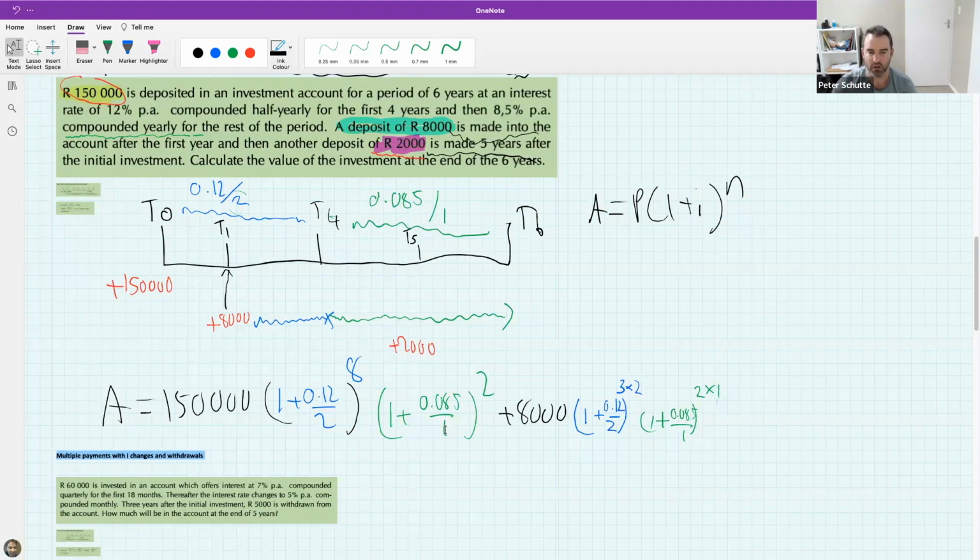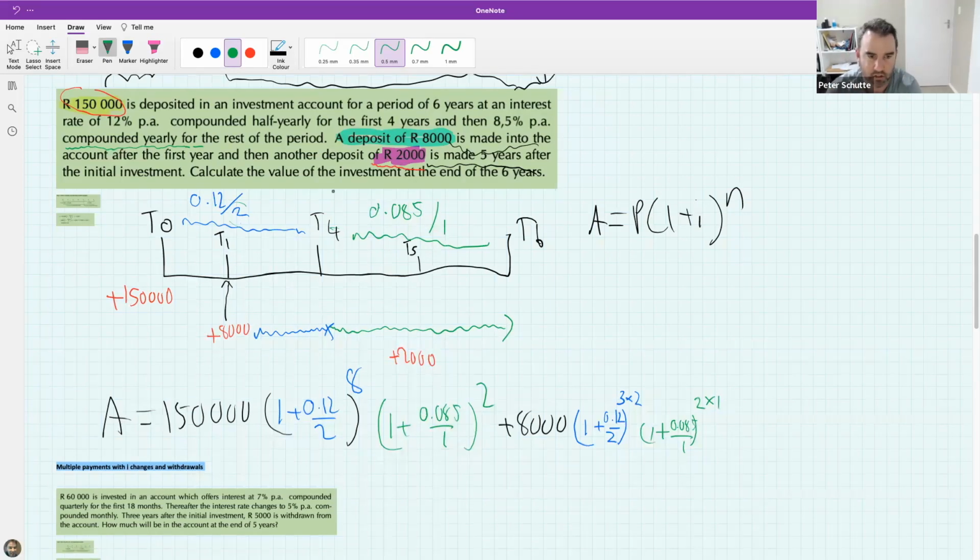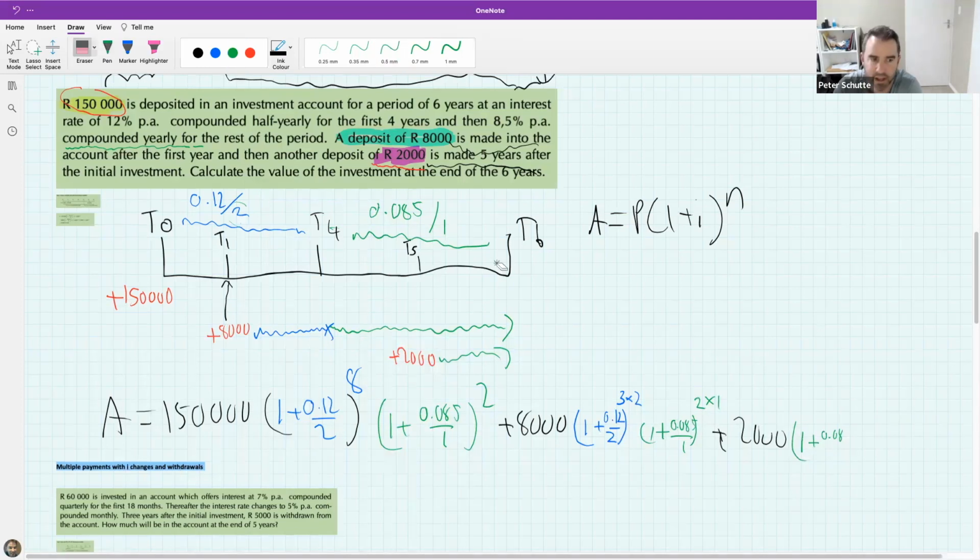Now, we're actually not done, ladies and gentlemen, because there is a 2,000 that is saying, I feel left out. I want some attention too. How long does the 2,000 get to grow for? Just 1 year. What interest rate does it grow at? Well, I'm running out of space here, so let me make this thing smaller. So what we have, and this is just going to be, you can say like 1 times 1 if you like, or just 1.